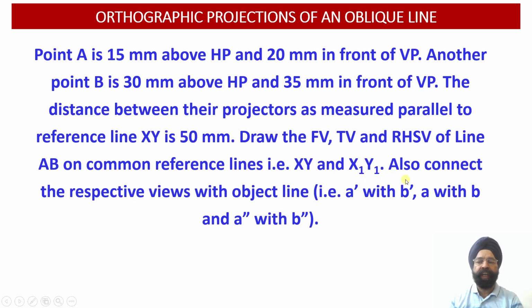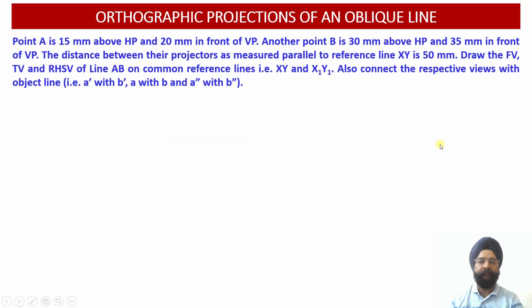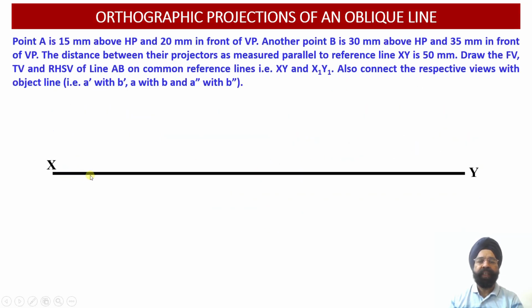And we will be joining the front view projections corresponding to the object line, that is A dash with B dash, A with B and A double dash with B double dash. To begin with, we are going to start with the construction of the XY reference line. Now we are also going to draw the X1 Y1 reference line corresponding to the profile plane intersection with HP and VP. Now we have to draw the front view projections.